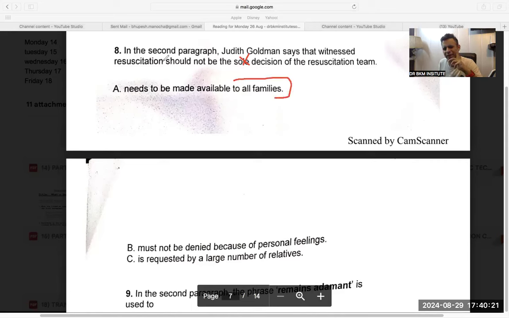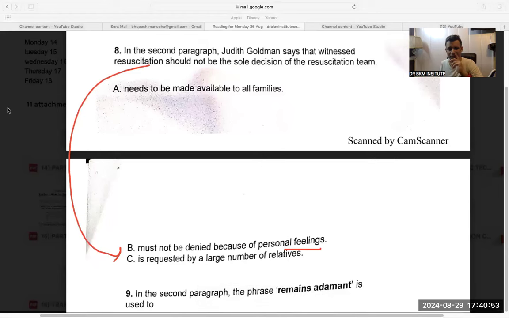Needs to be made available to all families. Witness resuscitation, this is the second option. I'm not quite sure about all families because they can say no. Must not be denied because of, this is surely given. They were saying that it cannot be. Judith Goldman says that witness resuscitation must not be denied because of personal feelings, anxiety. So I think the answer should be B in an easy way. And if the answer is given as C, obviously that means B.